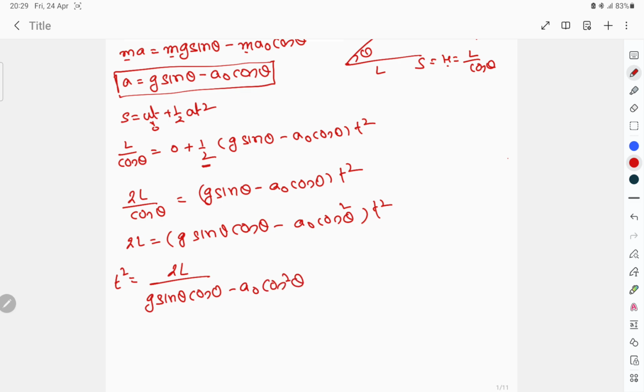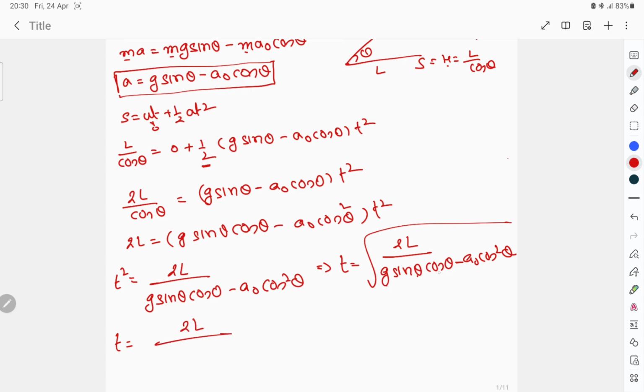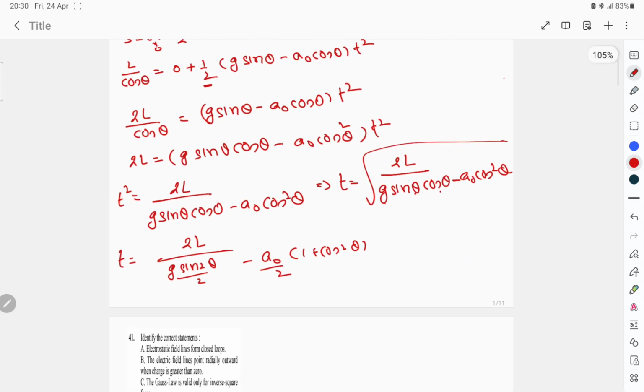So this is the general equation. We can write t as the square root of 2L upon g sin theta cos theta minus a naught cos square theta. Again, if you want to modify, t is equal to 2L upon g sin theta cos theta minus a naught cos square theta. Sin theta cos theta means sin 2 theta by 2, so I will write g sin 2 theta by 2. And cos square theta can be written as 1 plus cos 2 theta by 2, under root.